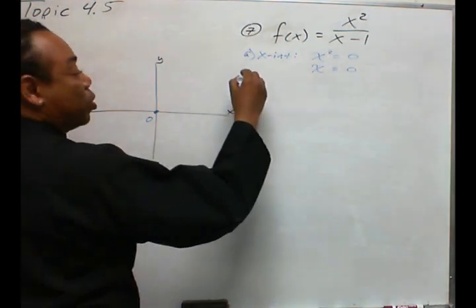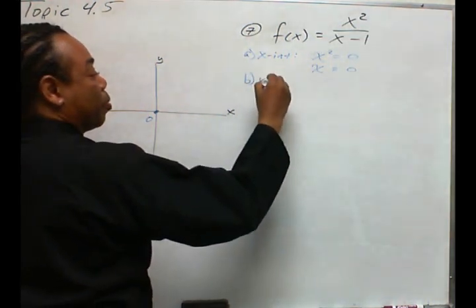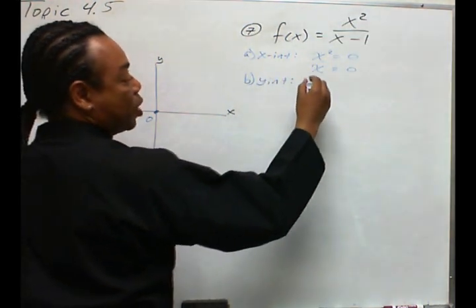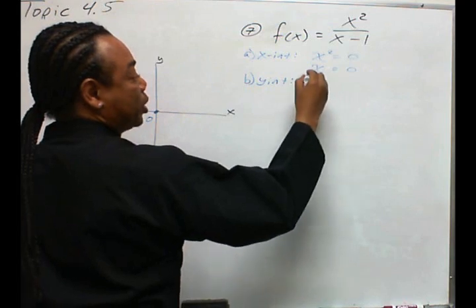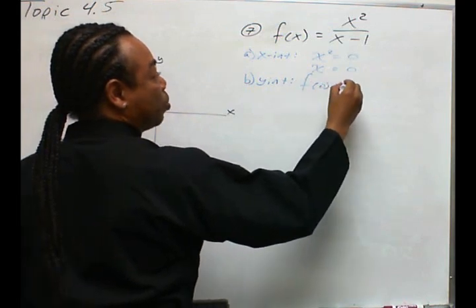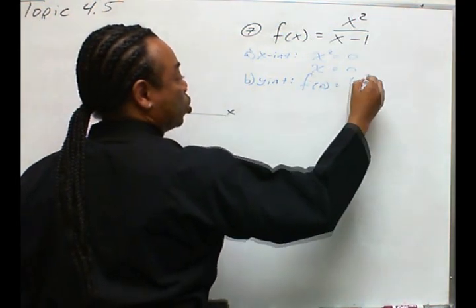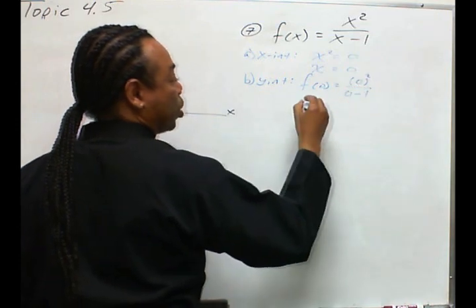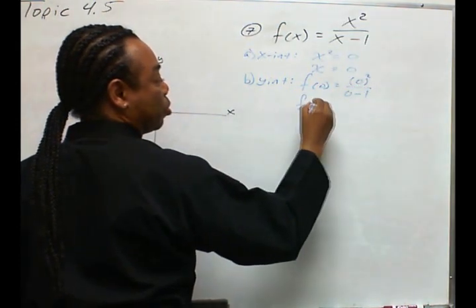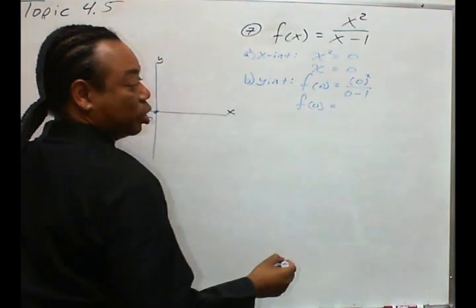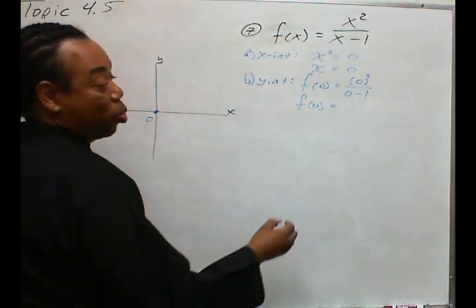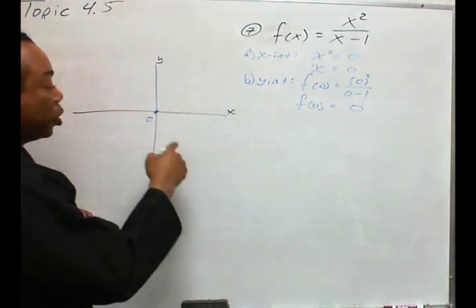Next, our y-intercept. We find the y-intercept by setting all x's to 0. So we'll get 0 squared all over 0 minus 1. 0 over negative 1 will be 0. So our y-intercept is also 0.